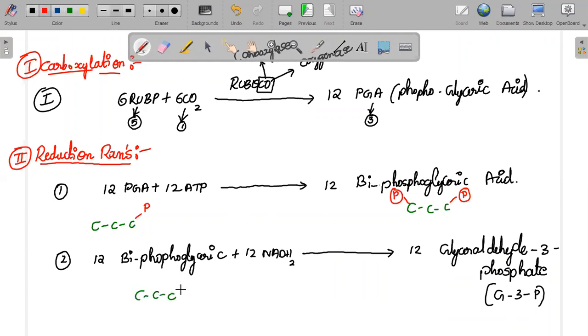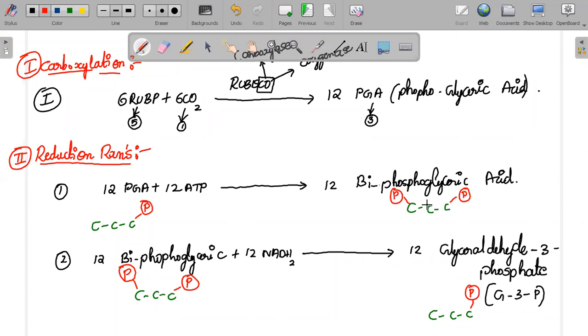3 carbons, phosphate is actually at the third carbon and first carbon. But when you go and see this one, the 3 carbon phosphate is attached only at the third carbon. So very simple. Let me revise everything again.